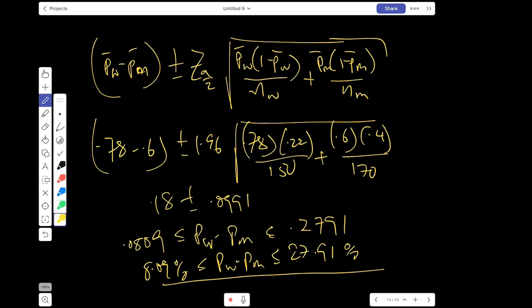And both values are positive. Because both values are positive, for you to get a positive difference, PW must be larger. If PW is larger, that means the proportion of women who trust Pinterest is actually larger than men. So more women are trusting Pinterest than men. Now remember, this is a 95% confidence interval.